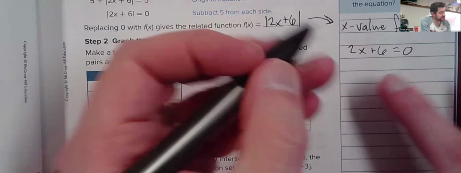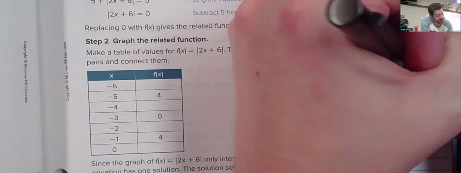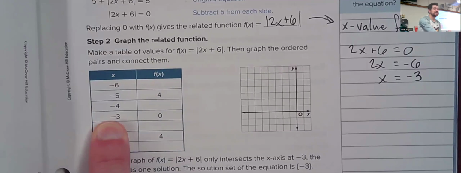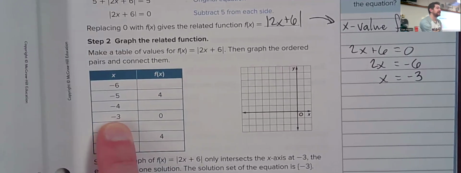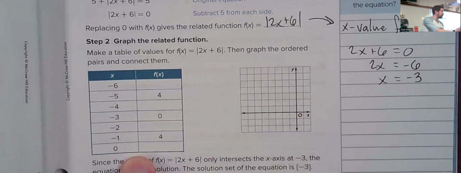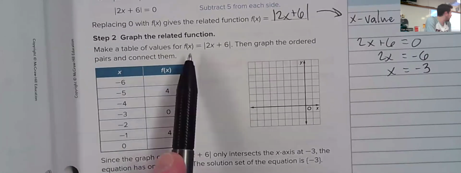If you subtract 6 from both sides, that'll be 2x equals -6. Divide by 2. What does x equal? -3. There's the vertex. X equals -3. So that is a way that you can figure out where the middle of your absolute value graph is going to be. And then you can build around that, right? 2 or 3 numbers less than that, 2 or 3 numbers more than that. And then we plug in values for x and we solve for y, solve for f of x.